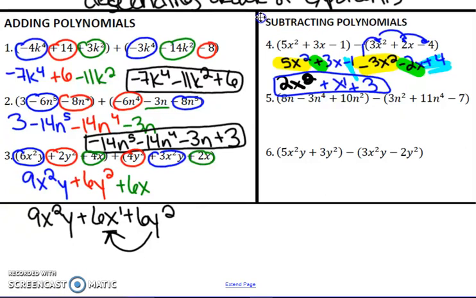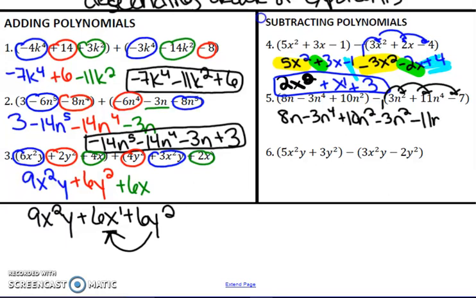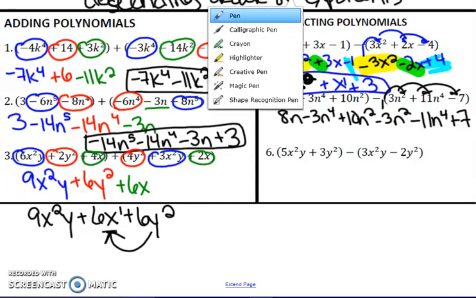If we look at our next problem, again, we're going to distribute that -1 to all of our terms. So we have 8n minus 3n to the 4 plus 10n squared. -1 times 3 is -3n squared minus 11n to the 4 plus 7. Please make sure you distribute that -1. If you only put it to the first term, your answer is going to not work out and it's going to be incorrect.